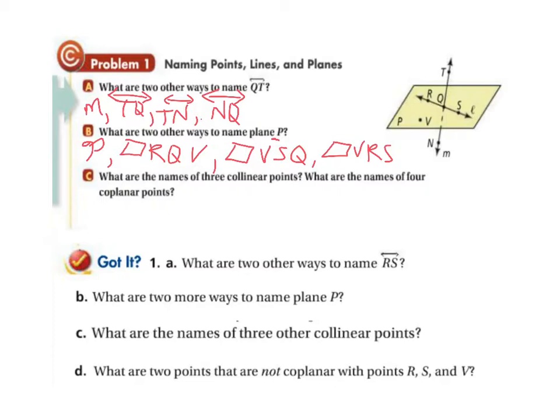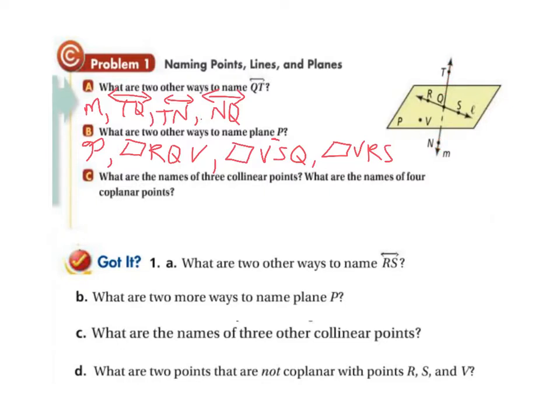All right, last question here. What are the names of 3 collinear points? Collinear points mean that they lie on the same line. And then it says 4 coplanar points. Let's look at the first question, the 3 collinear points. I've got to find 3 points that lie on the same line. The thing is, I have a couple options here, because I have this line right here. This is a line, so these 3 points would be considered collinear. But I also have this vertical line coming in through here. That's a line, so those 3 points could be collinear.